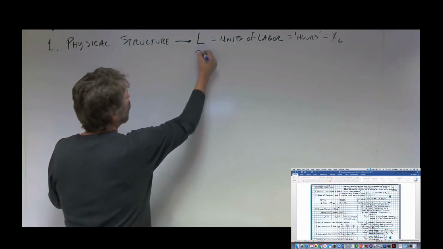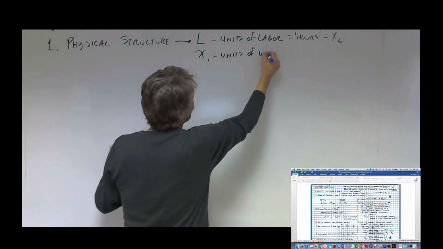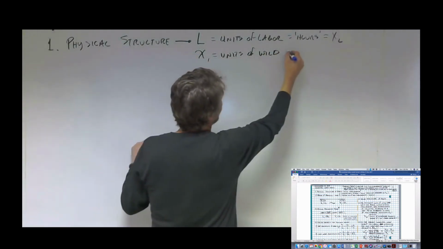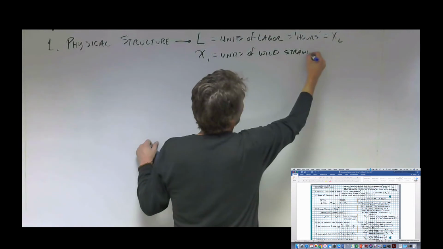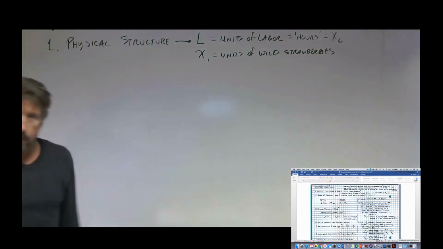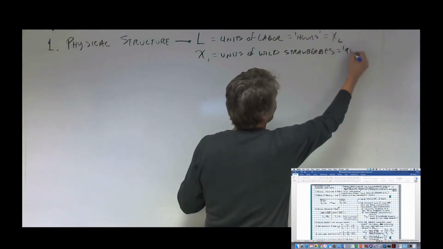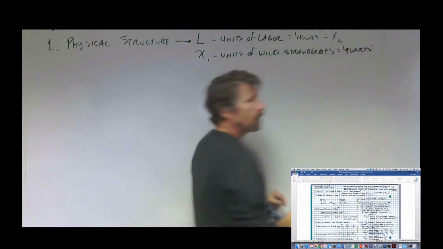And this is going to be where X of 1 is going to be the units of wild strawberries, which is going to be here. And so that's going to be our physical units of one. You can think of this in terms of so many quarts. So we have so many quarts of wild strawberries.